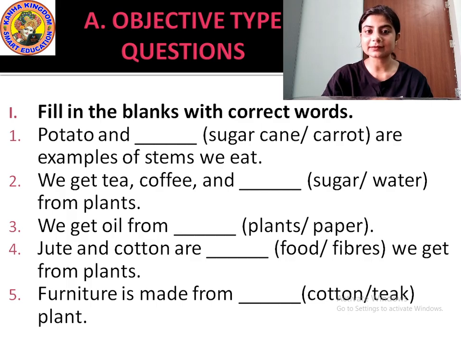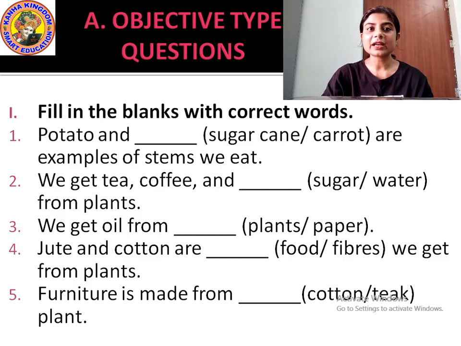P-L-A-N-T-S, plants. Okay. Then jute and cotton are dash, food or fibers we get from plants. What is jute and cotton? Jute and cotton are fibers. F-I-B-R-E-S, fibers that we get from plants.